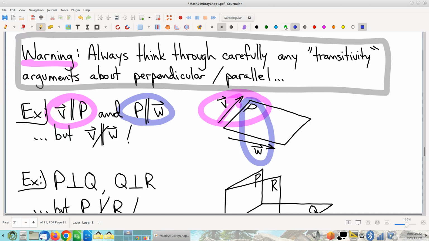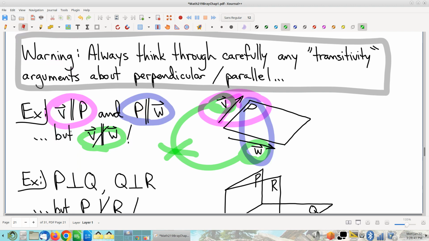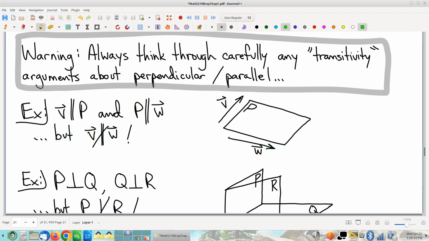And it's tempting to make some sort of connect-the-dots: if this is parallel to that, and that's parallel to the other, wouldn't it seem that V and W ought to be parallel? But no, they're not. And not only are they not parallel, they're not anything. They don't have to be parallel. They don't have to be perpendicular. No relationship. So, heads up, be on the lookout for this kind of thing. Don't just assume that things that look good on paper are actually geometrically true.